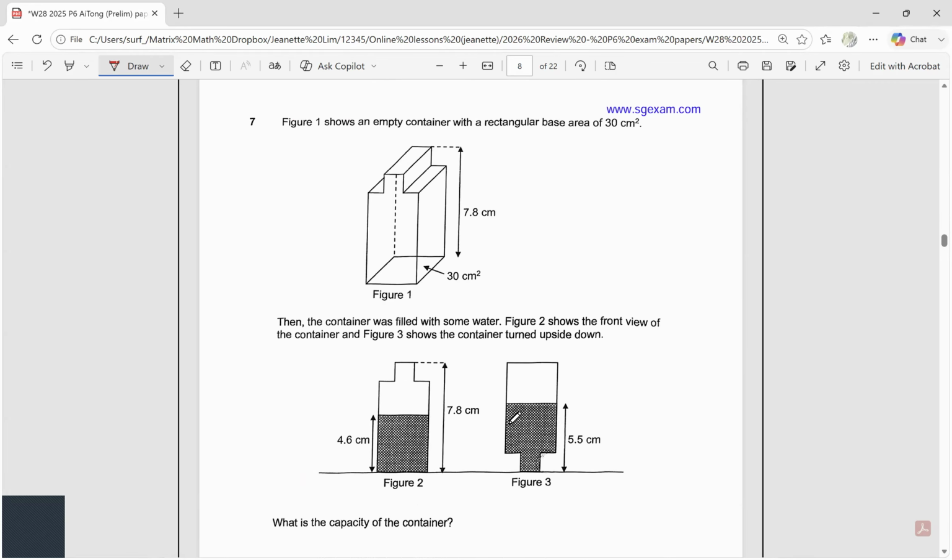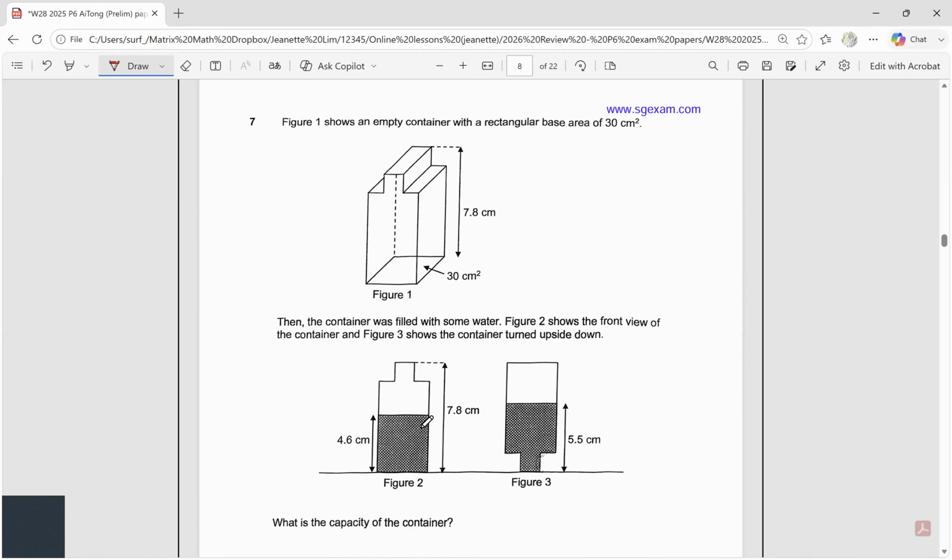7. So you have an empty container here. Base area 30 square cm. Now the container was filled with some water and you have like the front view of the containers. This when it's standing upright, and then this one when it's upside down. The amount of water is still the same. It's the same container. Okay, so what's the capacity of the container?